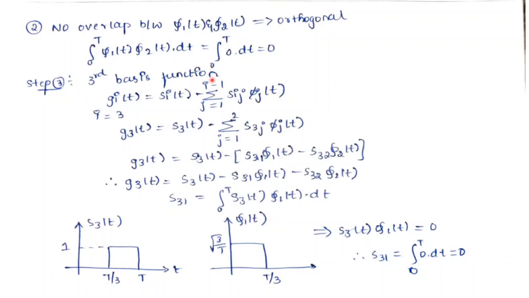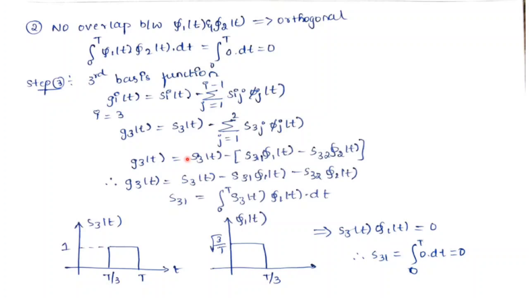So step 3. Third basis function. We have to find the third basis function. So we know that the equation g i of t is equal to s i of t minus summation j equals 1 to i minus 1 of s i j phi j of t, and here substituting i as 3, we will get g3 of t is equal to s3 of t minus summation j equals 1 to 2. Substituting i as 3 will get as 2. So s3 j phi j of t.